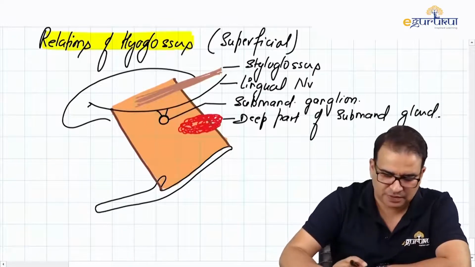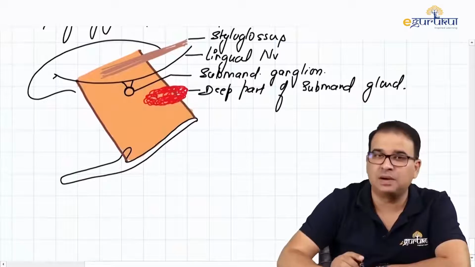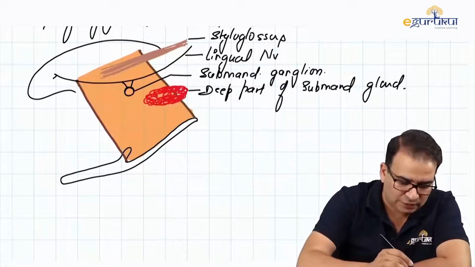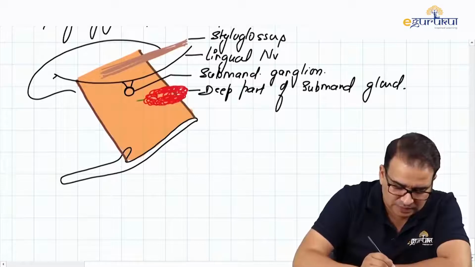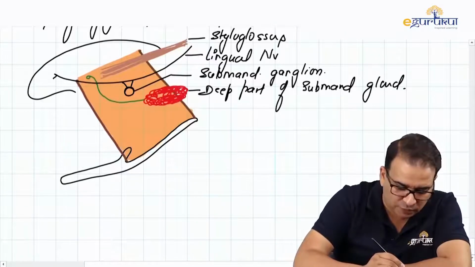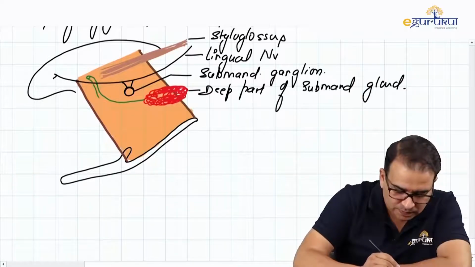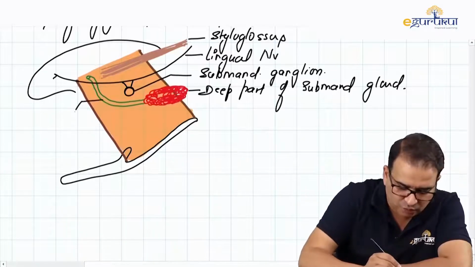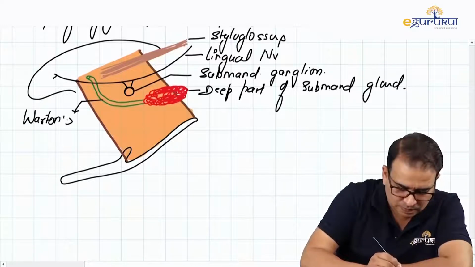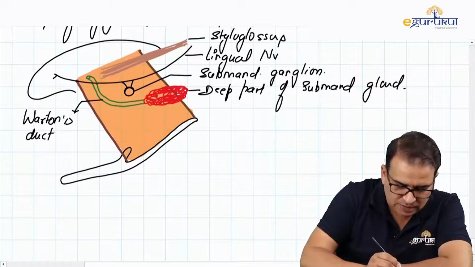This here is the deep part of the submandibular gland, and coming from the deep part of the submandibular gland is the submandibular duct or Wharton's duct. If you look at Wharton's duct, it starts like this. It goes above, it winds around the lingual nerve to open in the floor of the mouth. That's how Wharton's duct is present. This is the submandibular duct or Wharton's duct.